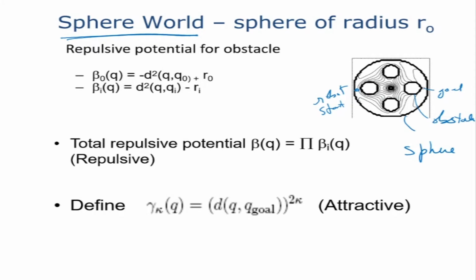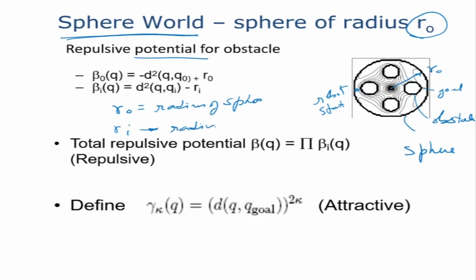So how do we define such a function? Say, for example, a function would again mean an attractive potential and a repulsive potential, right? So the repulsive potential here is given this way. So this is my repulsive potential for the obstacles, where R naught is the radius of the sphere. So this is my R naught. Okay. Then Ri is the radius of obstacle. Okay. So R1, R2, R3, R4.